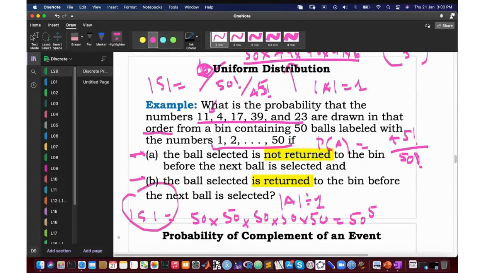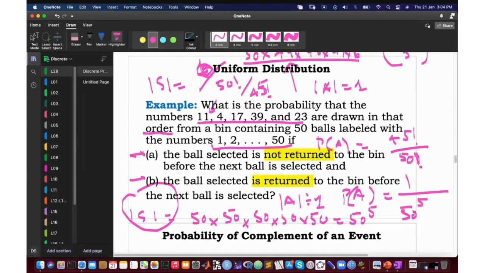The sample space has changed. The event remains the same. Okay? So in this case your probability is going to be 1 over 50 to the power 5. All right? Yes, sir. And if you note, the probability in the second case is slightly less than the probability in the first case. Both of these events are highly unlikely because their probabilities are very small. But in the second case, the probability is even smaller. It becomes a little less.